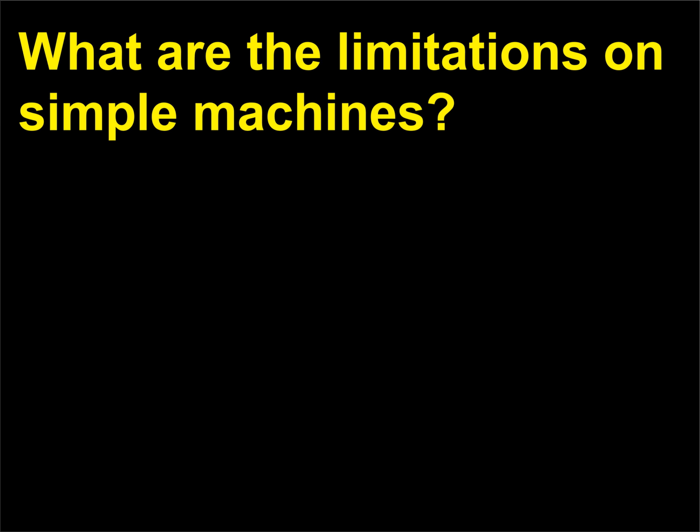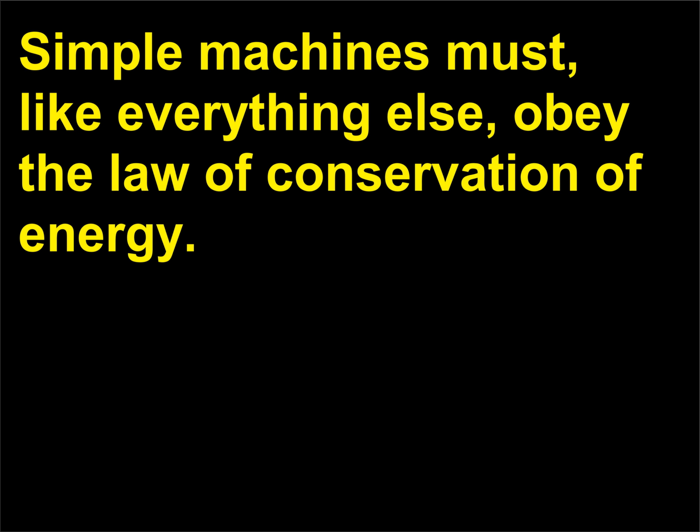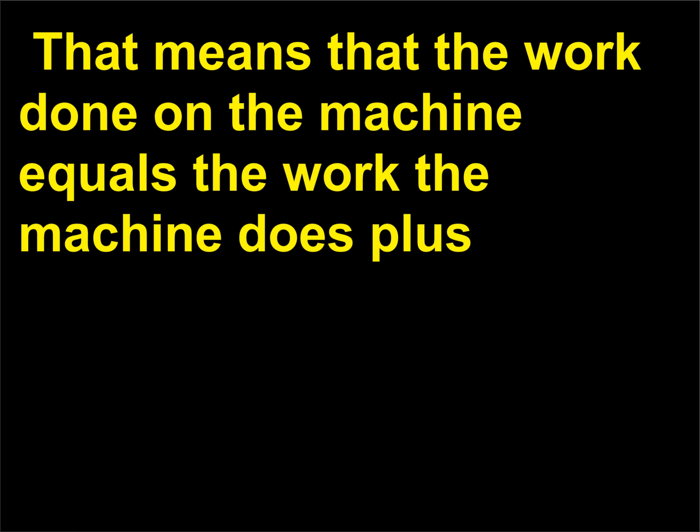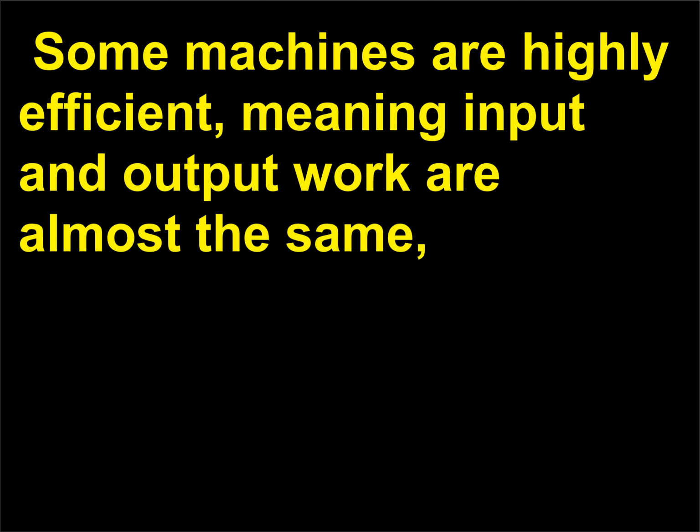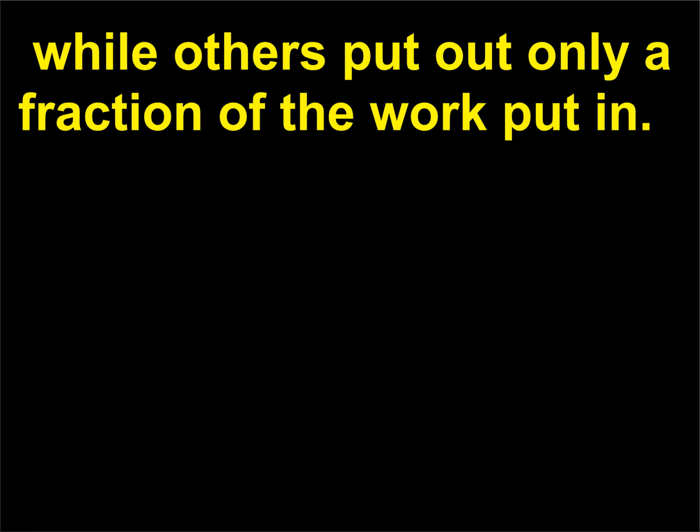What are the limitations on simple machines? Simple machines must, like everything else, obey the law of conservation of energy. That means that the work done on the machine equals the work the machine does plus the heat the machine puts out because friction has increased its thermal energy. Some machines are highly efficient, meaning input and output work are almost the same, while others put out only a fraction of the work put in.